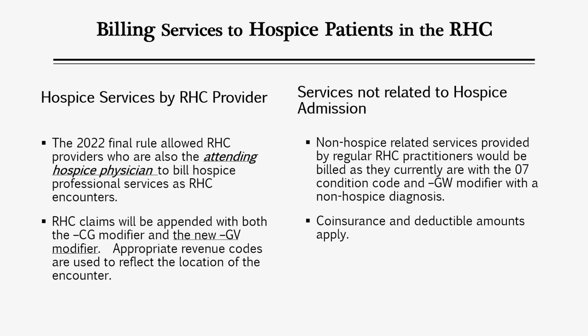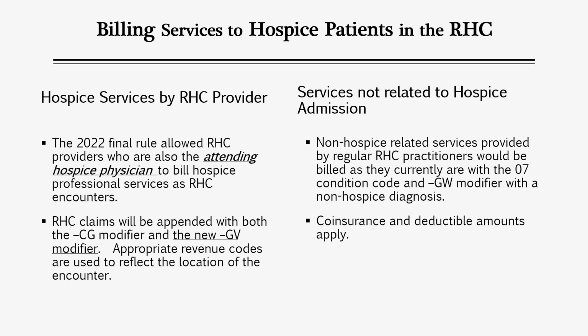In those cases, we would use the CG modifier and the new GV modifier, CG and GV. Now, what I'm finding is most of the hospice organizations already have arrangements with those medical directors and often don't want that revenue to be shifted to the RHC for those professional services. But I have seen where some rural health clinics are billing those as hospice, but it's going to take some collaboration with the hospice organization.